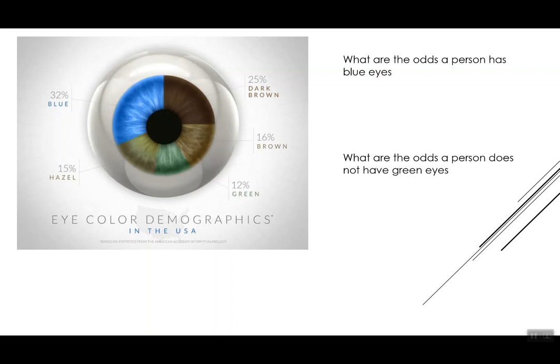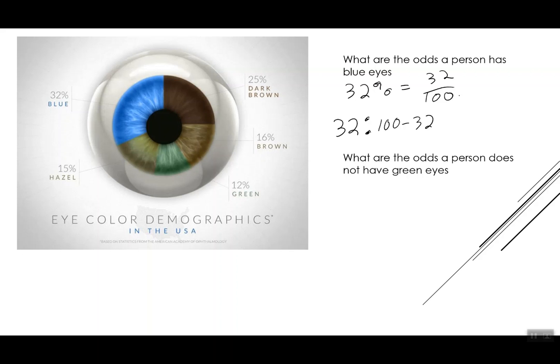Okay, so blue, it's at 32%, so 32%, I like that idea of doing 32 over 100. So I will say for 32 ways to have blue eyes, and then 100 minus 32 would be to not have blue eyes.